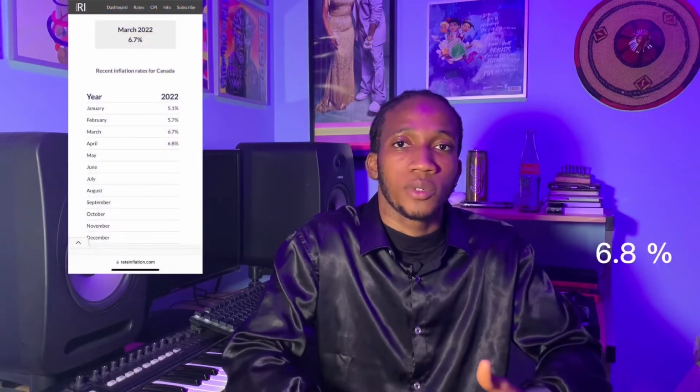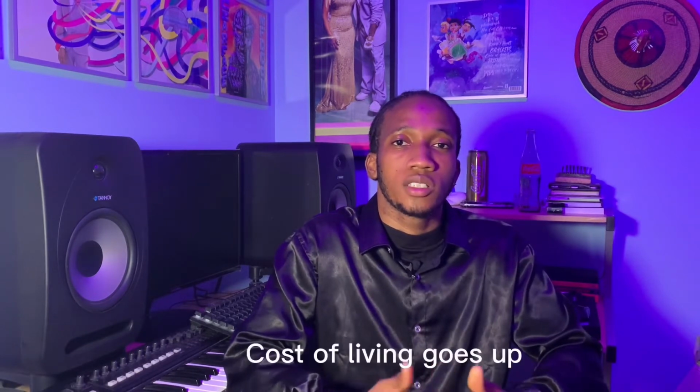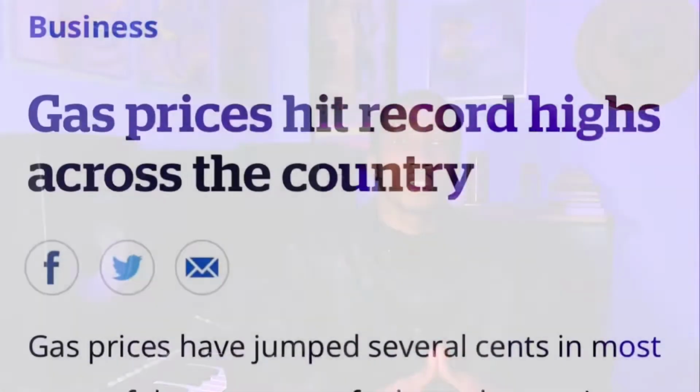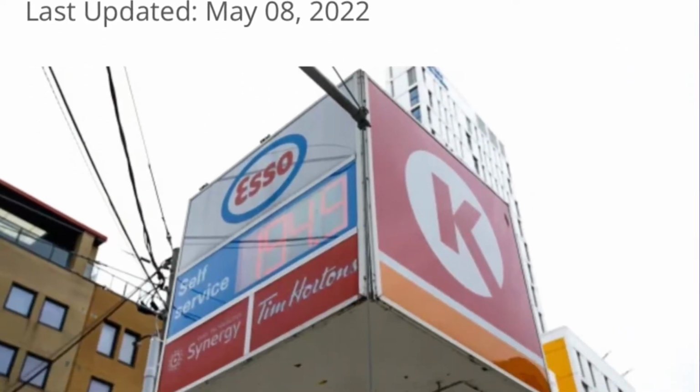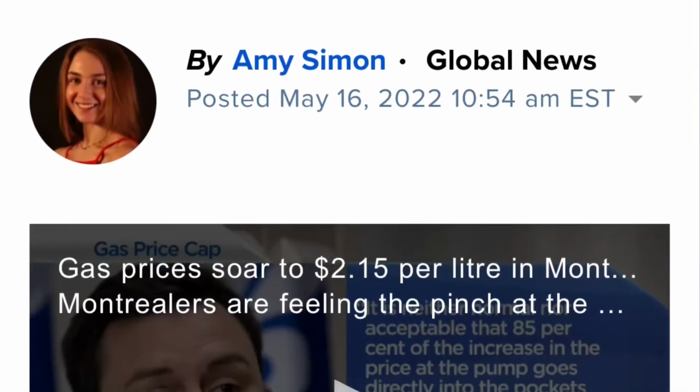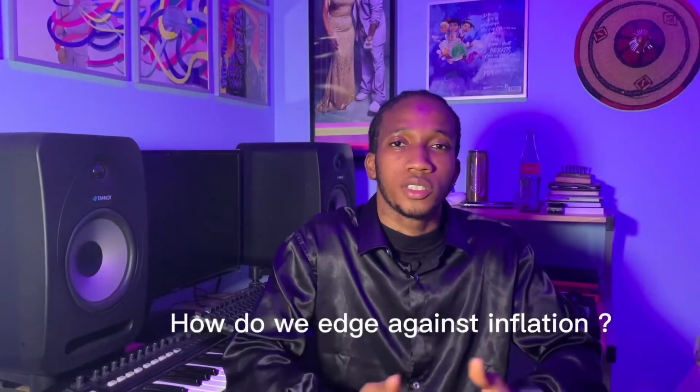The current inflation rate here in Canada sits at about 6.8%, which is a 1.7% jump from what it was in January, which was 5.1%. And when inflation happens, the cost of living drastically goes up. We've seen that in recent time as the gas price surged across the country. So now, the big question is, how do we hedge against inflation?